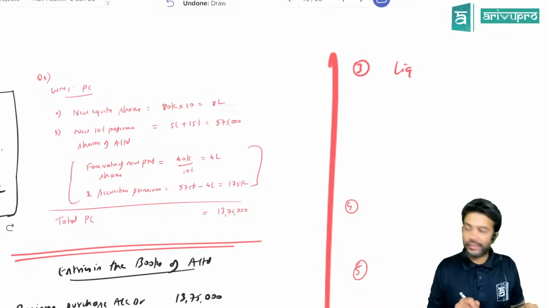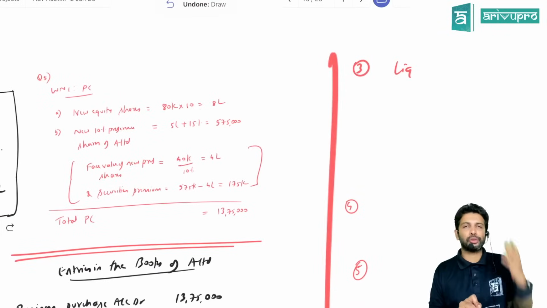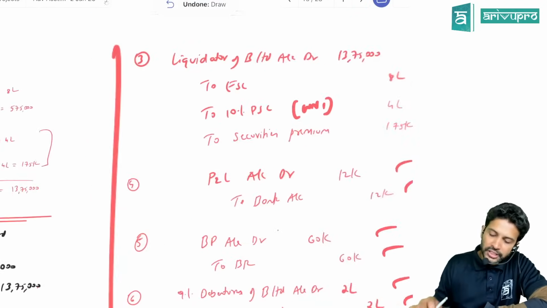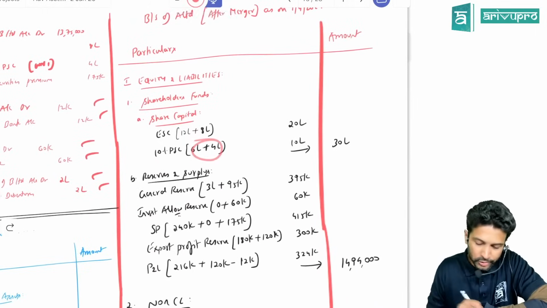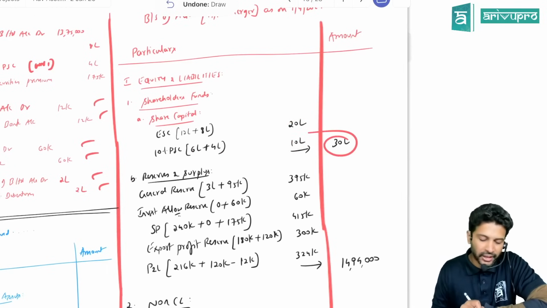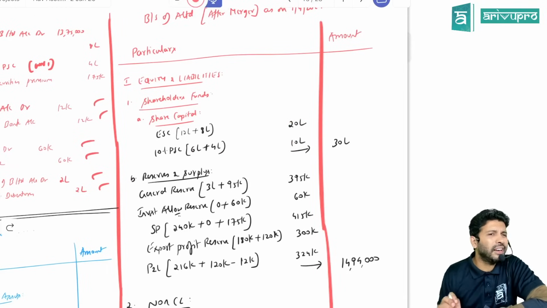How much new preference shares did we issue? Totally it is 5,75,000, but that 575 includes premium. What is the face value of new preference shares issued? 4 lakh. So existing was 6, and the new preference shares issued face value is only 4. So 6 plus 4 is how much? 10 lakh. So adding these two, you will get total share capital value of 30 lakhs. Then all the reserves and surplus. Reserves and surplus, line by line addition.